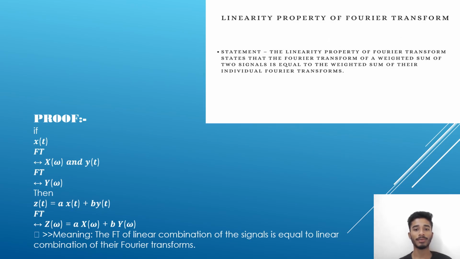The linearity property of Fourier transform states that the Fourier transform of a weighted sum of two signals is equal to the weighted sum of their individual Fourier transforms. So let's start with the proof now.